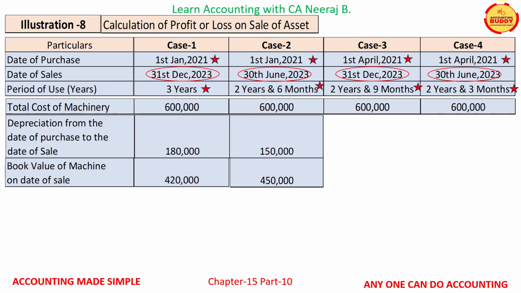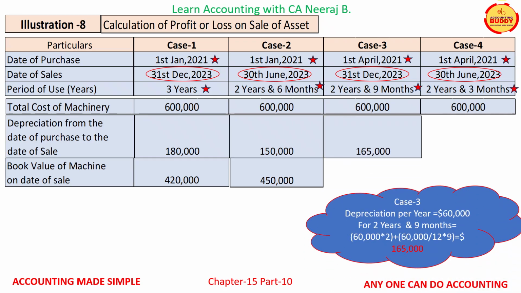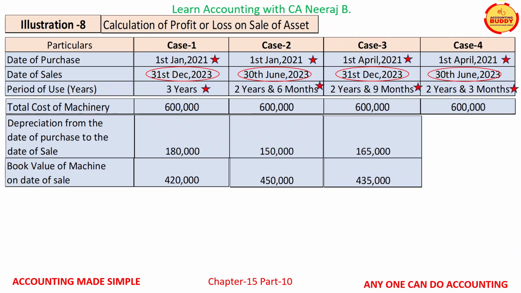In case 3, the depreciation is provided for $165,000. Since the machine in case 3 is used for 2 years and 9 months, the depreciation amount of $165,000 is the sum total of the depreciation for 2 full years, that is $120,000, plus the depreciation for 9 months, that is $45,000. Now if we deduct the accumulated depreciation of $165,000 from the original total machine cost of $600,000, we will get the book value of $435,000 of the machine on the date of sale.